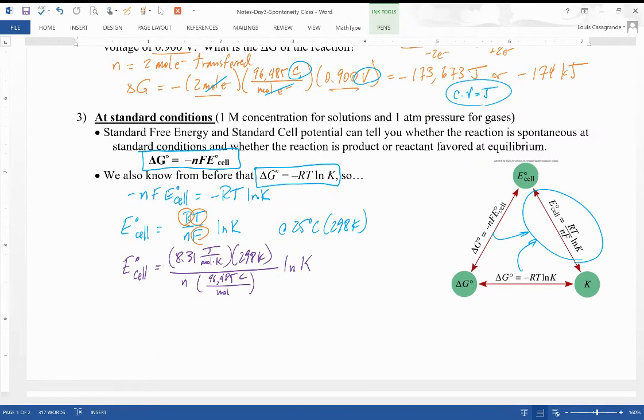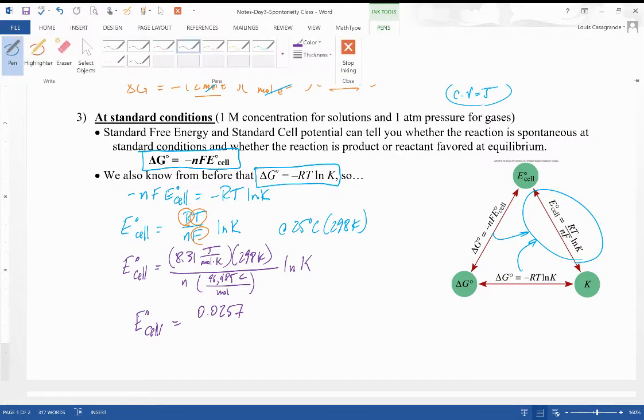And when you do this, you get a nice simplification that the book gives you. It's not on your reference chart, but you can make use of this anytime you need to. And if we have a test on this, we will give you this equation that the E naught for the cell is equal to 0.0257.